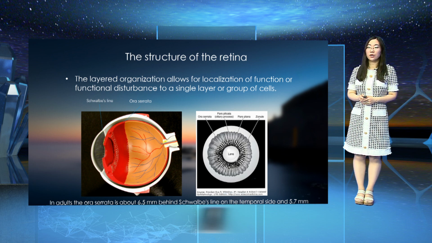In adults, the ora serrata is about 6.5 mm behind the Schwalbe line on the temporal side and 5.7 mm behind it nasally.